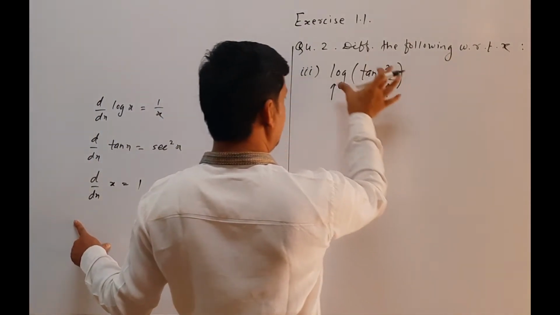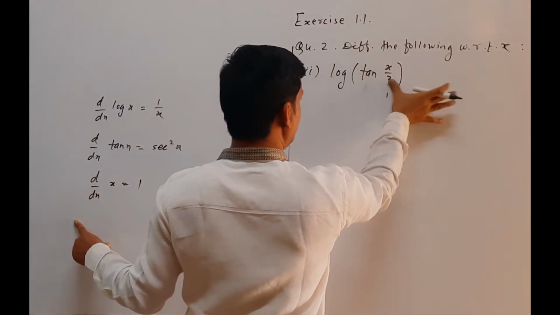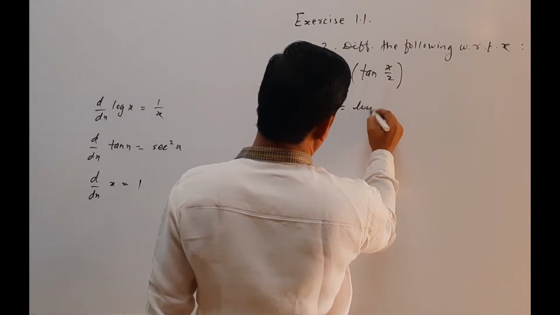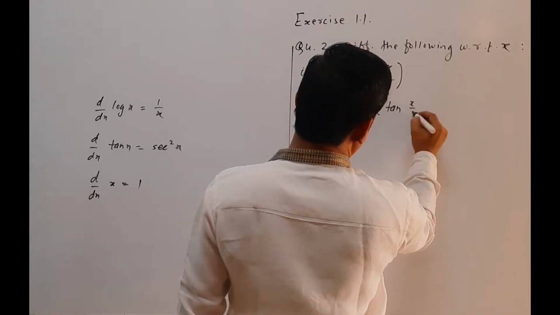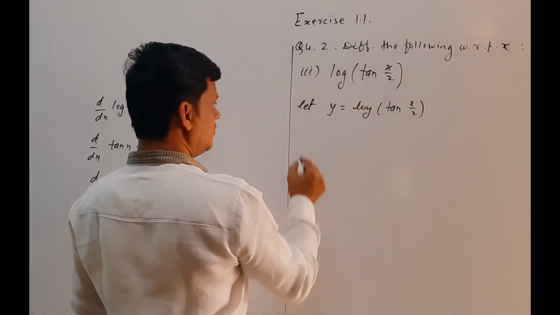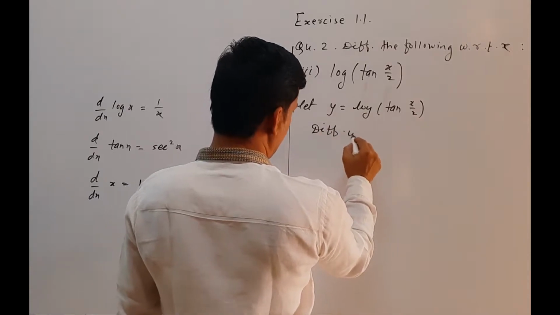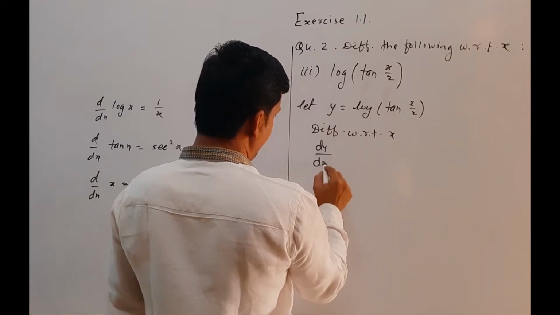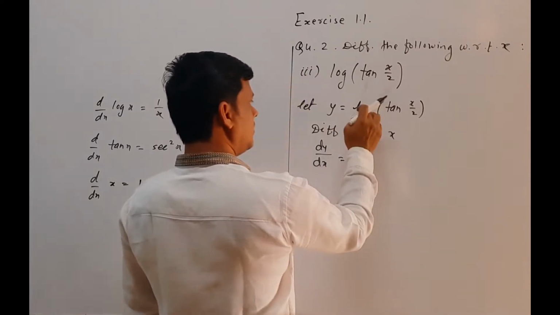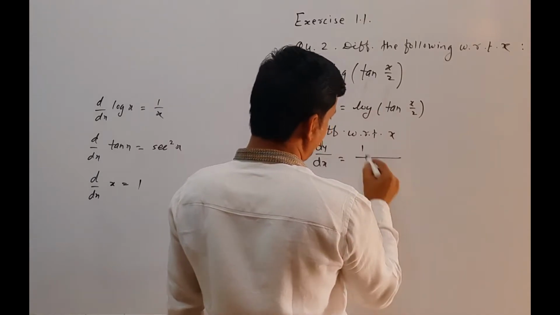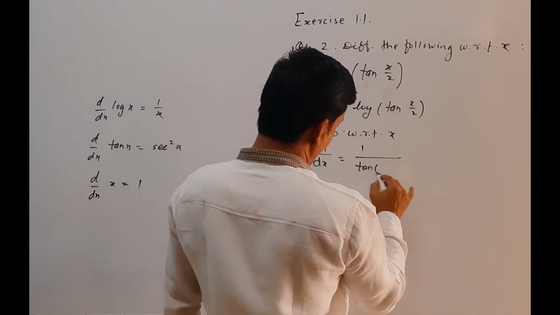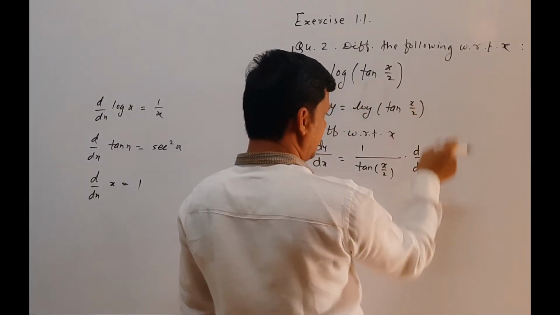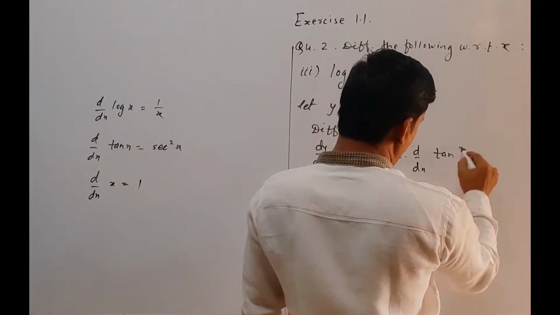So first we write the given part as y. So we write here in solution, let y is equal to log of tan of x by 2. So we write here, differentiate with respect to x. Now the derivative of y with respect to x, we write dy by dx. Derivative of log is 1 upon, so we write here 1 upon tan x by 2. Then we have to find the derivative of the inner function, that is d by dx of tan x by 2.